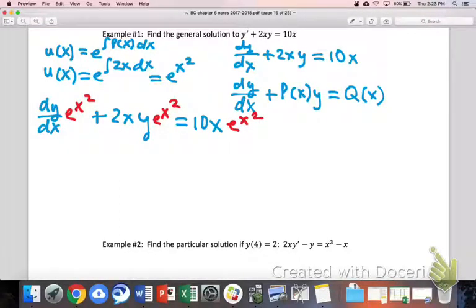Okay, so I've distributed that integrating factor. I wrote it in different colors just because it's pretty easy for this to look all jumbled up, right? There's a lot going on. You can all see it? Okay. So the right side is pretty set, and what I'm going to do with that right side is go back and say, okay, it's 10x times e to the x squared.